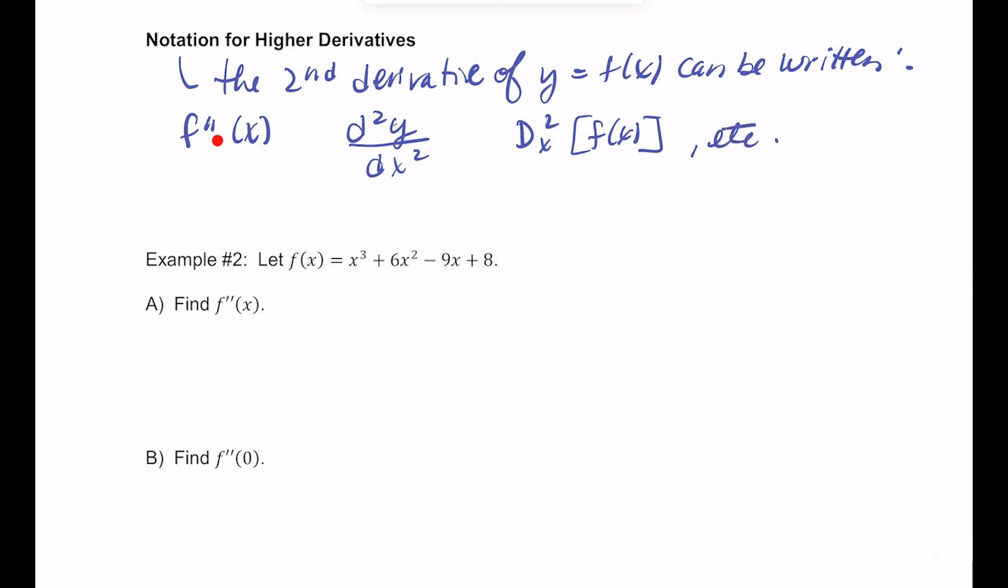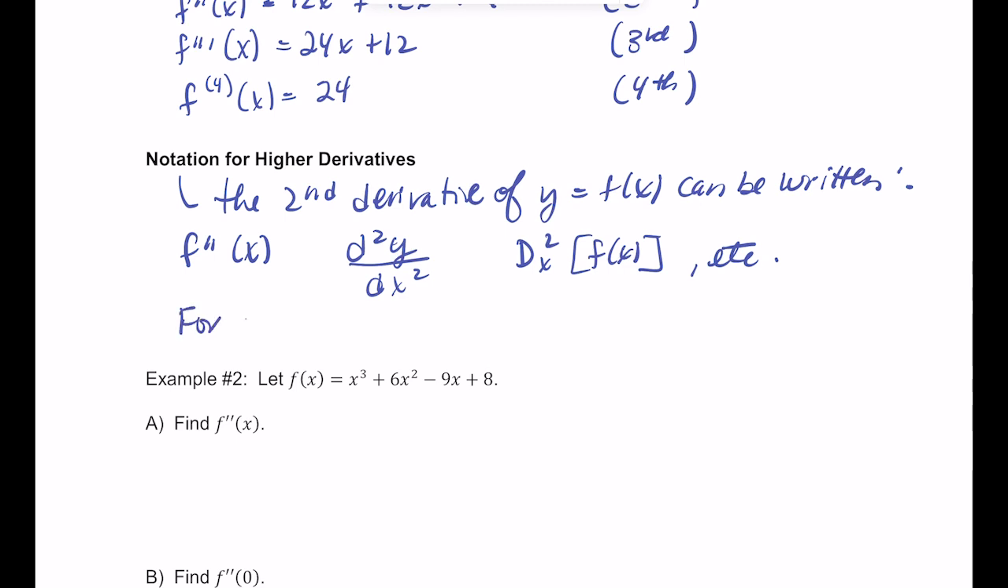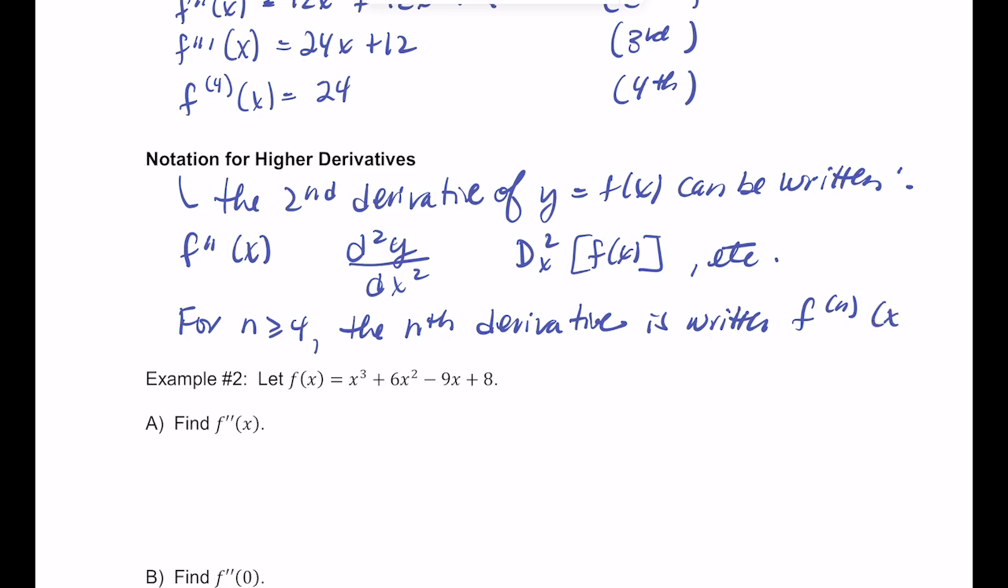So if I wanted to find the third derivative, we would change these to 3s. Anytime the derivative is 4 or higher, so we'll just call the derivative n, the nth derivative, for n greater than or equal to 4, the nth derivative is written f to the n and then of x. So that's the nth derivative of f. And that's only for derivatives 4 or higher.